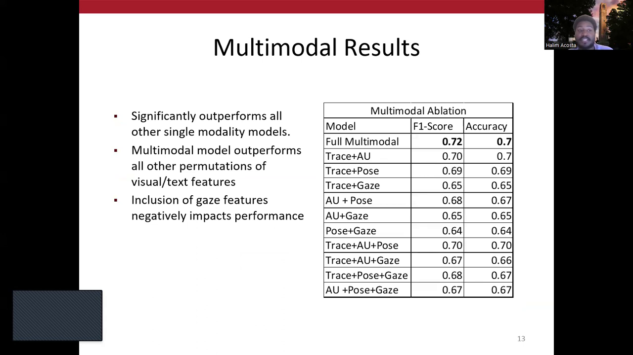We conducted an ablation study to pinpoint the feature combinations contributing to the improved multimodal performance. As depicted in the table shown, the full model significantly outperforms various ablated versions. While there exists no significant disparity in the performance between the full multimodal model and the trace log plus AU only model, notable differences emerge between these two models and most other feature combinations. Notably, several models incorporating gaze features exhibited markedly low performance compared to those excluding said features, with the exception of the full multimodal model.